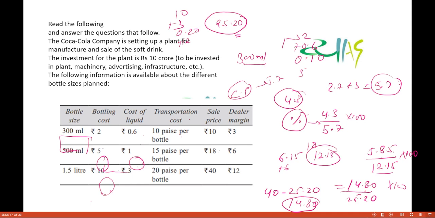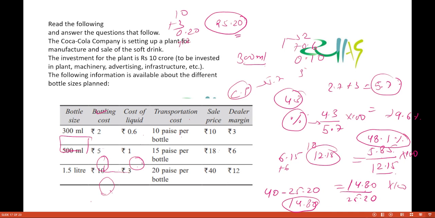So let us calculate what is the profit percent for this one, 300 ml bottle. So that is basically 4.3 divided by 5.7. Okay, so 4.3 divided by 5.7, we are getting approximately 79.6% profit here. Okay, here how much profit you will get? 5.85, okay, 5.85 divided by 12.15. So you know that if 12.15 had 6 here, it would be 50% profit, but this is 5.85, so this is approximately 48.1% profit. Okay, 48.1% profit.